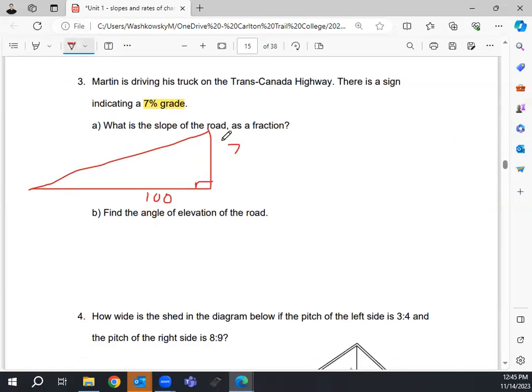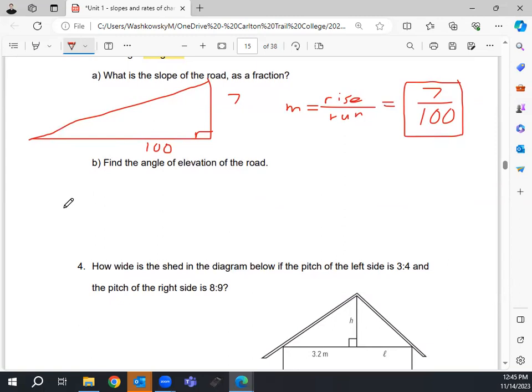All right. So what's the slope of this? 7 over 100. We know how to do this. This is just rise over run, right? M equals rise over run, which is literally just 7 over 100. So that means it goes up 7 meters for every 100 meters you go, or it goes up 70 meters for every kilometer, and so on and so forth. I can't simplify this, so this is the final answer here. Cool. So now I want to find the angle of elevation of the road. Right away, it's asking for an angle. I'll talk about this elevation part in a second. What do you know I need to use?